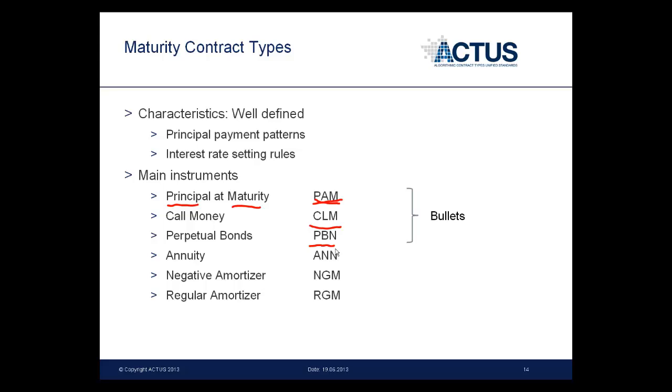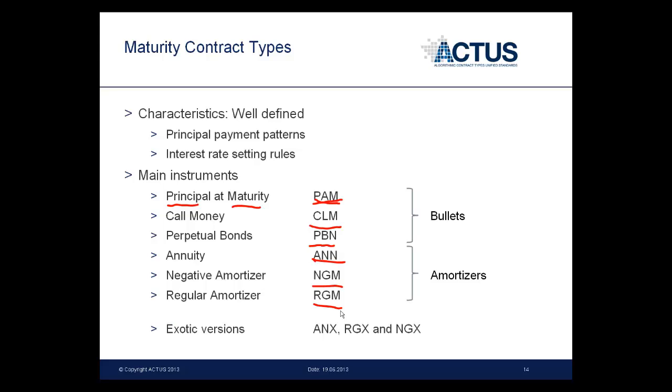Annuity, or ANN in Actus notation, is the pattern of a typical mortgage, where principal and interest sum up to a constant. Negative amortizers, or NGMs, are similar, however, with a difference that the amount at the rate reset is not adjusted, wherefore the principal amortization can even become negative. Regular amortizers, or RGMs, differ in that the principal payment is a constant and interest payment is reduced over time. Together, they comprise the group of amortizing instruments.